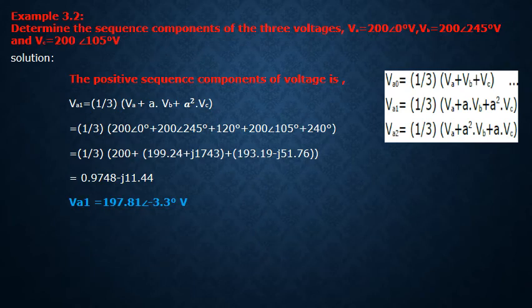Okay, let us look into another problem related to the sequence components.